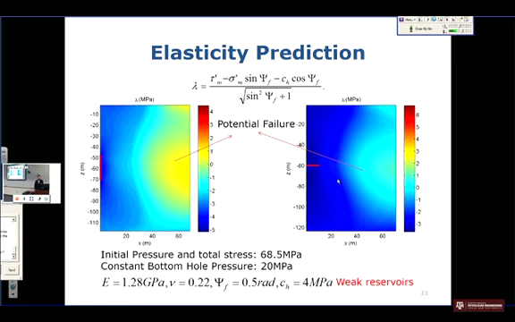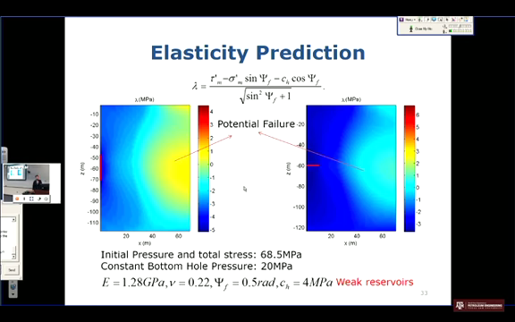We first simulate assuming elasticity. Initial pressure and total stress are 68.5 megapascal. The constant bottom pressure is 20 megapascal, Young's modulus is 1.28 gigapascal, Poisson's ratio is 0.22, and the friction angle is 0.5 radian, which is 28.9 degrees, and we assume the cohesion is 4 megapascal, in which we assume a weak reservoir.